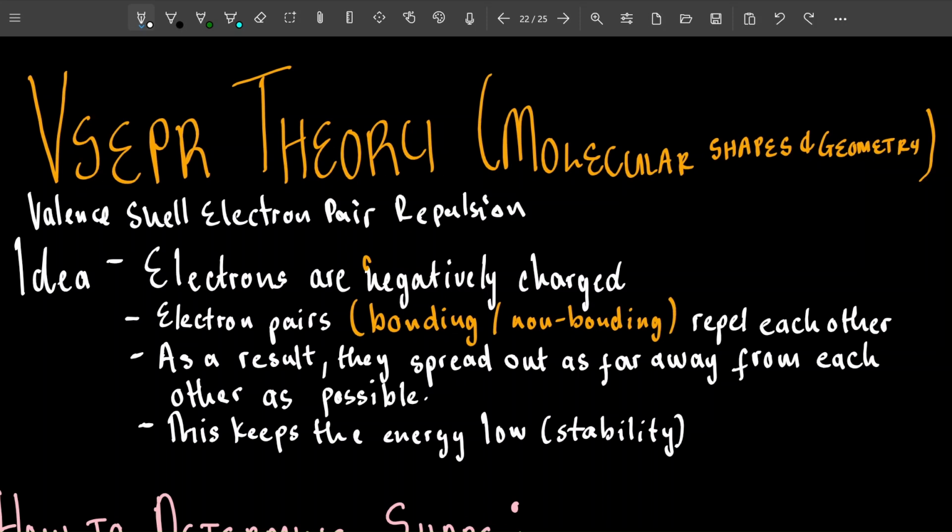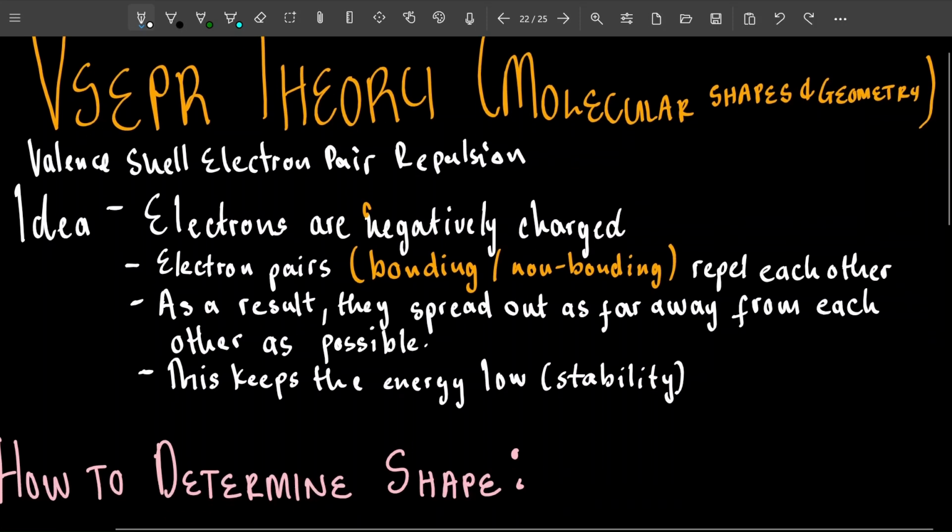It says electrons are negatively charged. We know that all electrons have the same charge, right? Because electrons have the same charge, in chem we say like charges repel, and unlike charges attract. So like charges repel. Now electrons are negatively charged, so these electrons are going to repel one another.